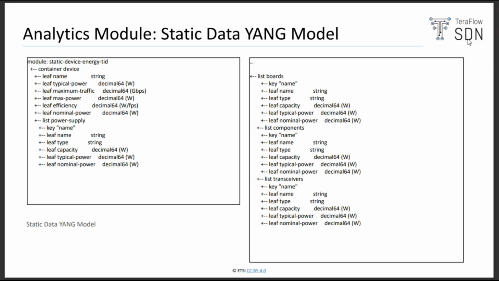So the static data YANG data model is kind of the same as the instantaneous, but this one is going to be updated in the database. So we have, again, the device with the typical power consumption of the device, maximum traffic, maximum power, efficiency, whatever, and then also divided into the elements, the power supplies, the boards, the components, and all of the information.